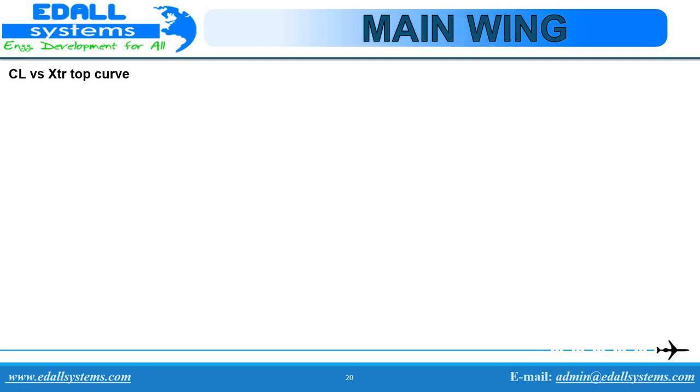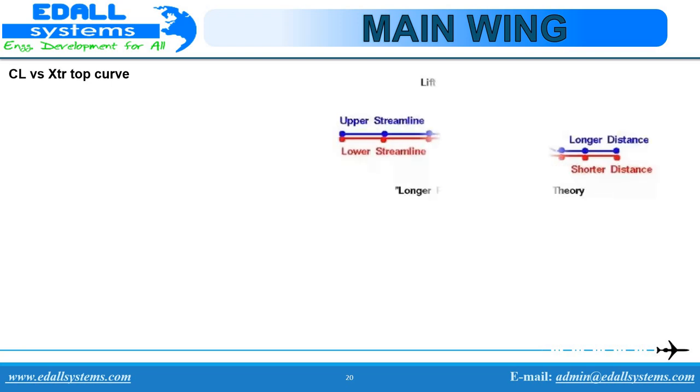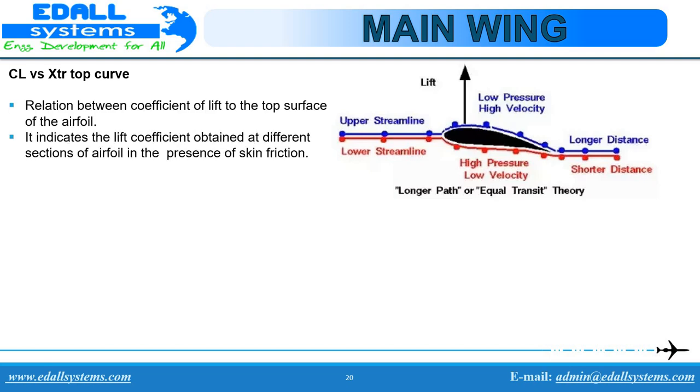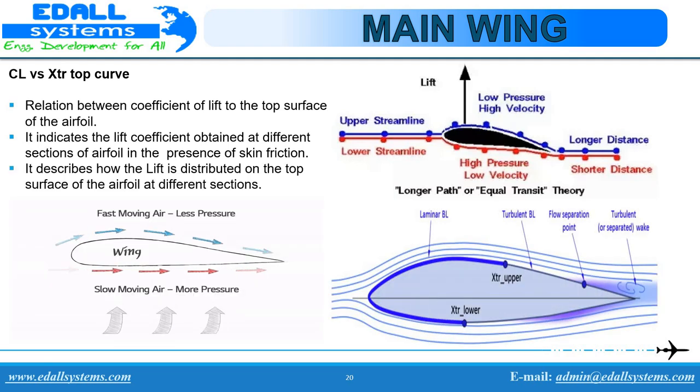Now we have the CL versus XTR top curve, the relationship between the coefficient of lift and the top surface of the airfoil. It indicates the lift coefficient obtained at different sections of the airfoil in the presence of skin friction drag. It describes how lift is distributed on the top surface of the airfoil at different sections of the wing.